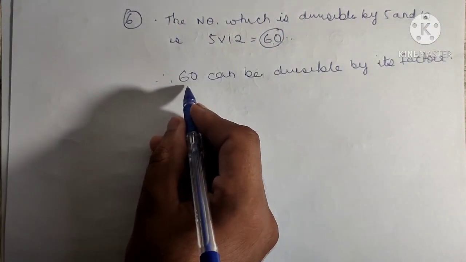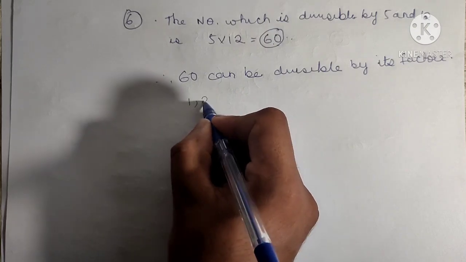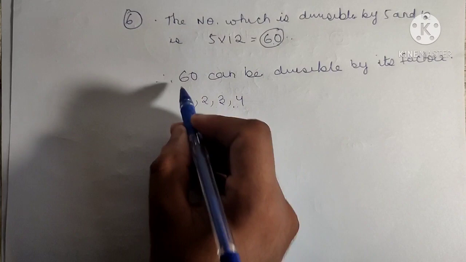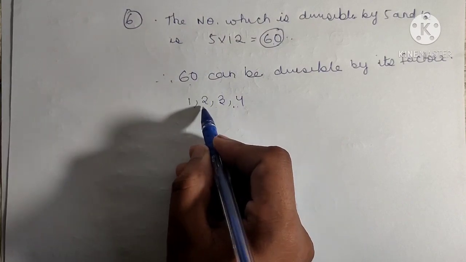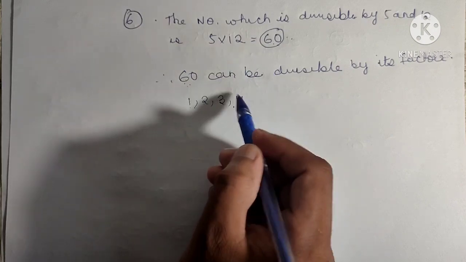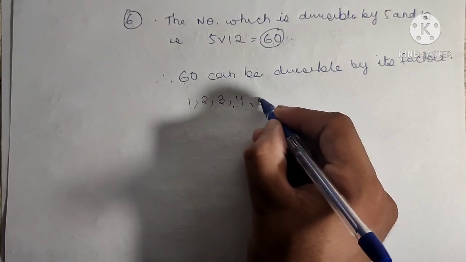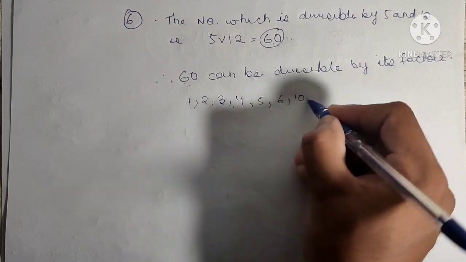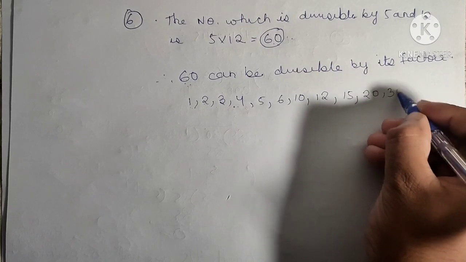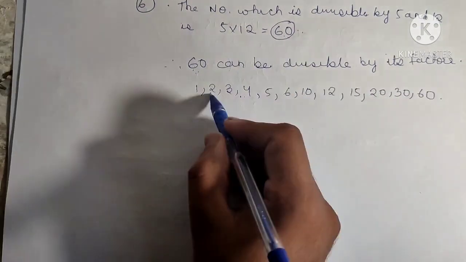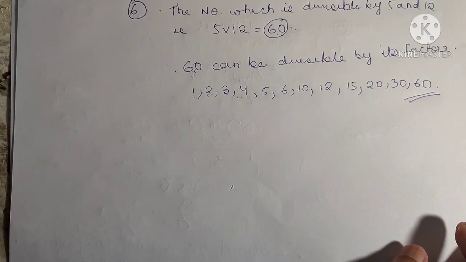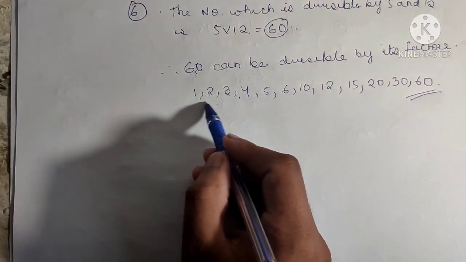So what will be the factors of 60? You can start with 1, 2, 3, 4. I'm writing all this because these numbers divide 60. We'll start from 1, thinking in our mind 1 will divide 60, 2 will divide 60, yes, 3 will divide 60, yes. In that way we'll continue till 60. So 4, 5 will also divide, 6 will also divide, 10 will also divide, 12 will also divide, 15 will also divide, 20, 30 and then 60. So these are the factors of 60. That means 60 can be divisible by these numbers.